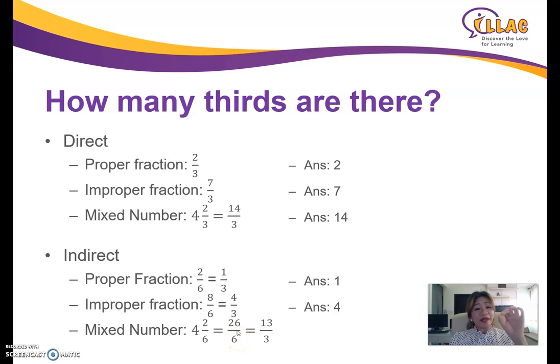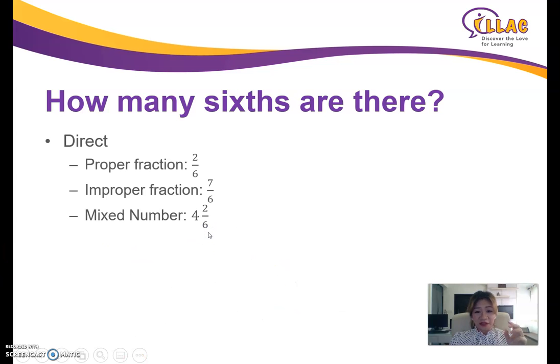Okay, but there is no thirds yet. So you need to further convert. Divide by 2, divide by 2, you get 13 thirds. So how many thirds are there? 13. Okay, let's try this on your own.